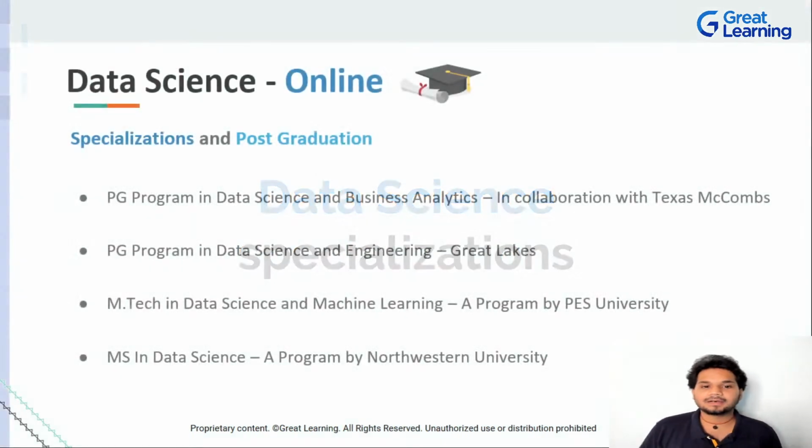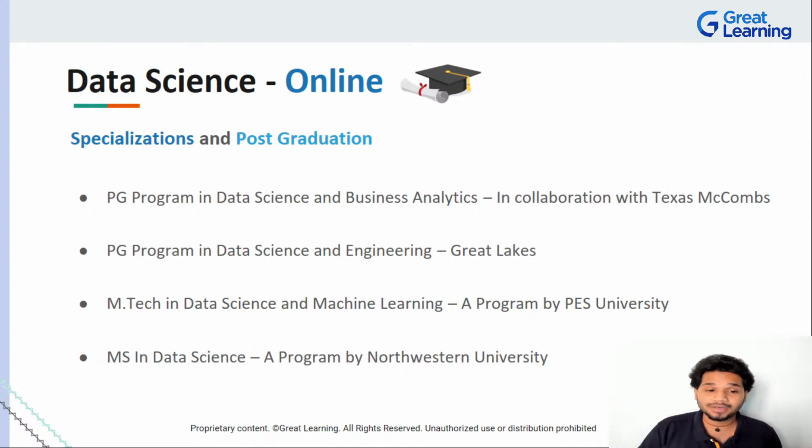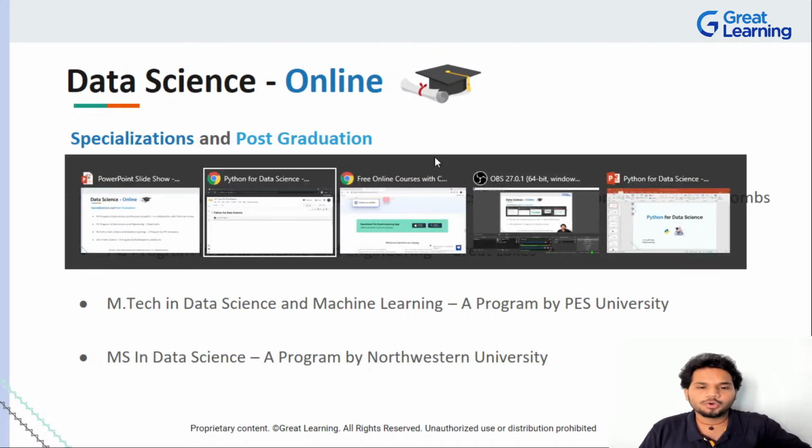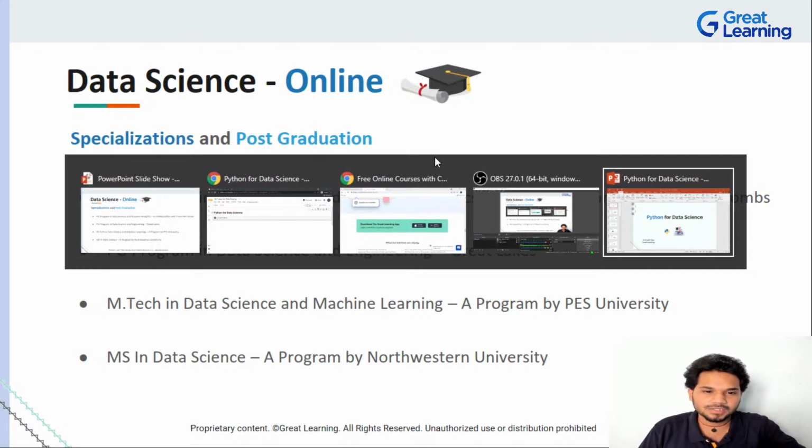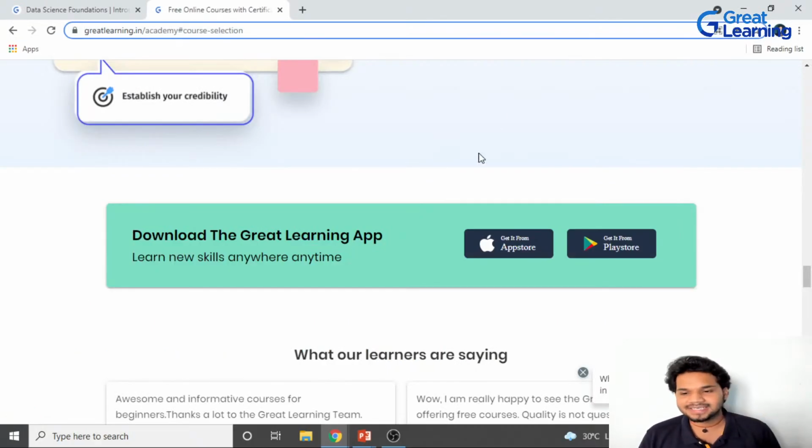Now here at Great Learning, we have multiple specialization and post-graduation offerings which will help you do that. We have many post-graduation programs, MTech programs, Masters in Science programs which are being done in collaboration with superb universities like University of Texas, PES University, Northwestern University, and many other universities, guys. So let me quickly show you how it is to walk through one of these courses.